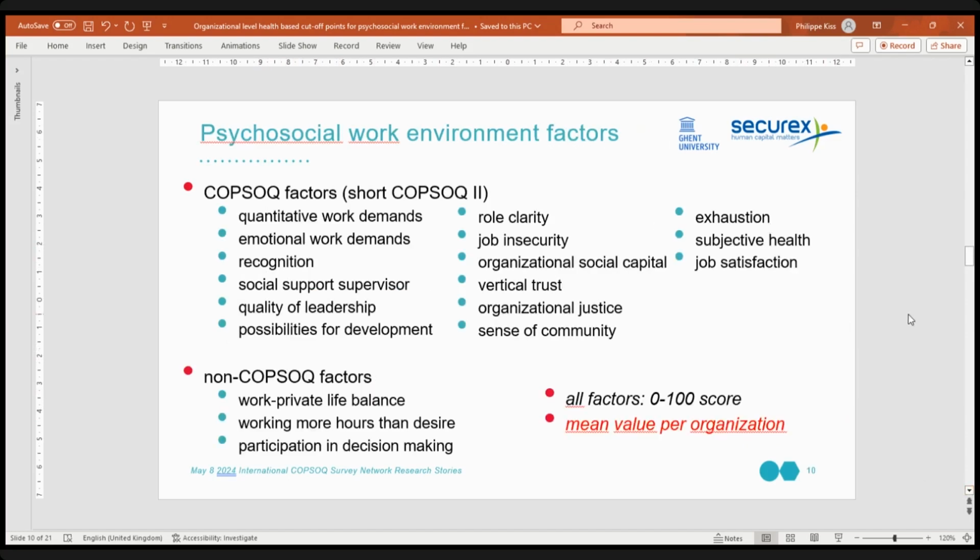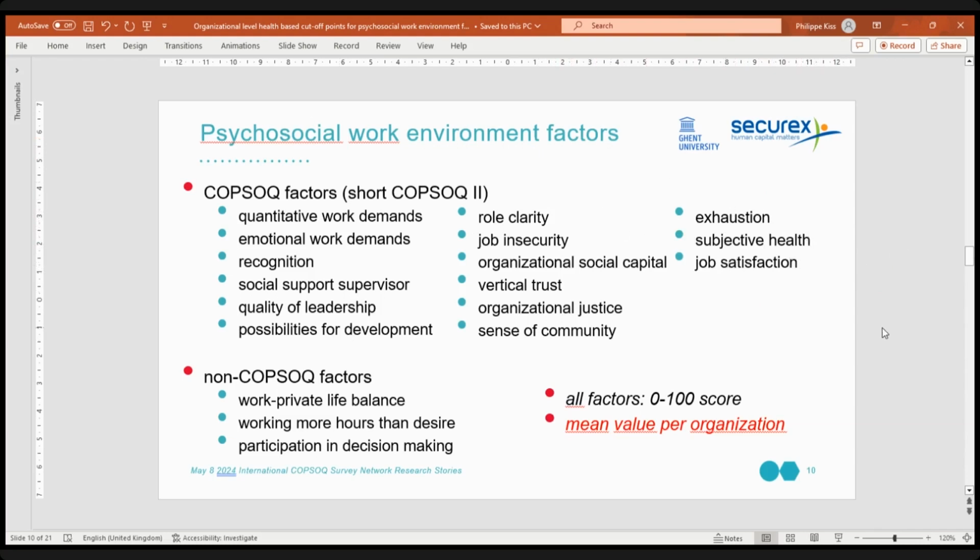These are the psychosocial work environment factors that we assessed. There were 18. Fifteen of them were COPSOQ, and we developed 3 non-COPSOQ factors. We used the short version of COPSOQ 2. We started in 2015, so COPSOQ 3 didn't exist then. And it's not only psychosocial work environment factors; there are also 3 outcome parameters, exhaustion, subjective health and job satisfaction, which are also included in COPSOQ.